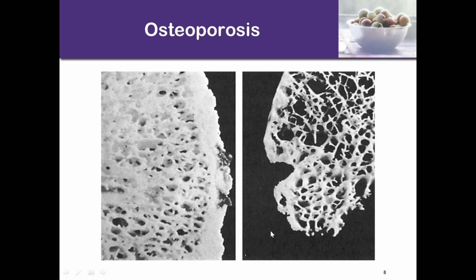This is a diagram picture of osteoporosis, showing how degradation of the bone tissue takes place. See here, this is the degradation of the bone where there is a deficiency of calcium ion. This is osteoporosis.